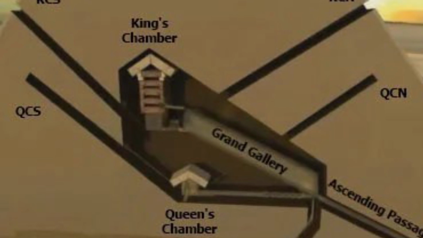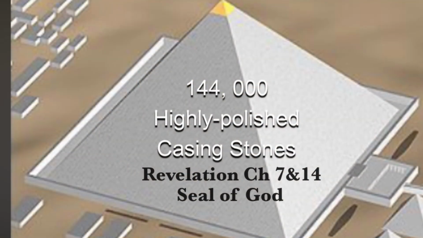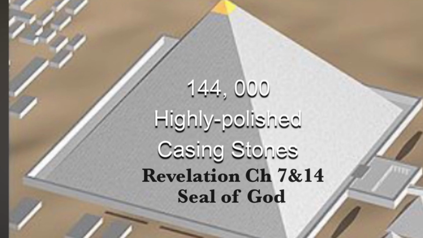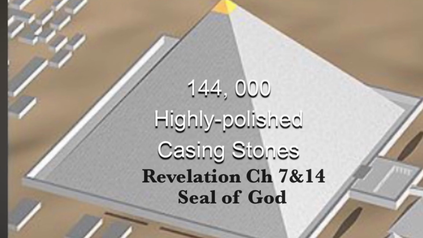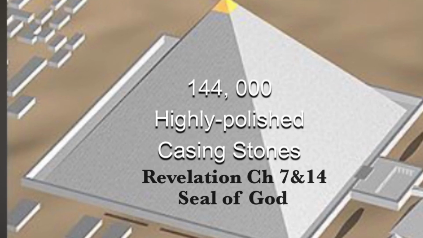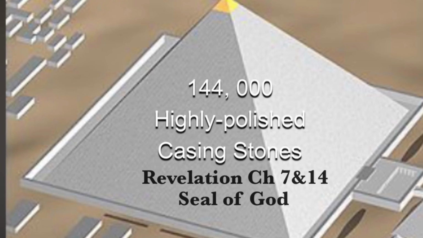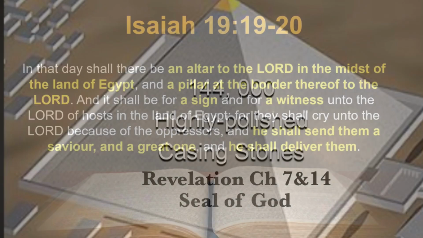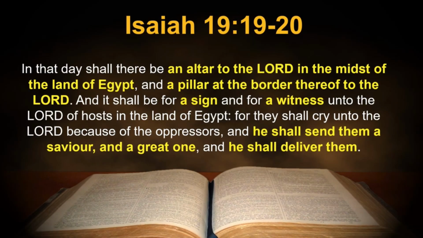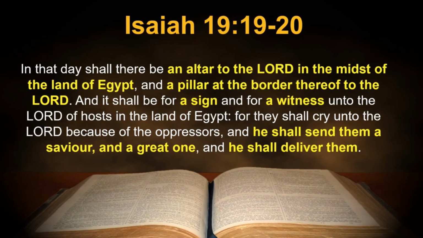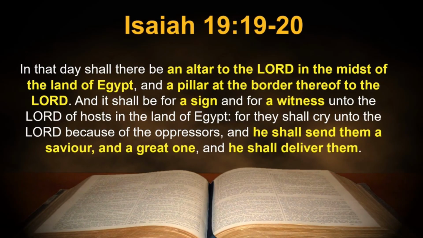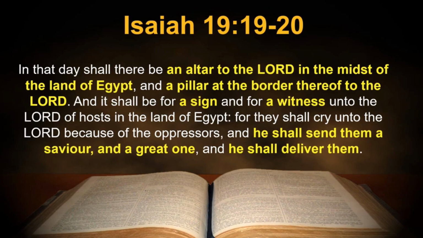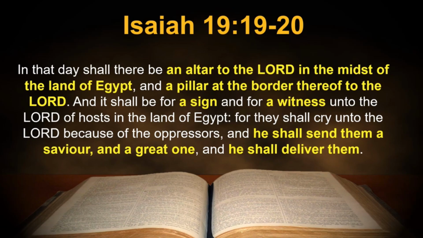The outside was polished, smooth white limestone, like the 144,000 sealed in Revelation chapter 7 and chapter 14. The queen represents the church bride, not perfect, but covered by the white outer layer, like a white garment. Now this is where it gets good, the anatomy. Isaiah chapter 19, verses 19 and 20 says, "There shall be an altar or pillar as a sign and witness in the midst and at the border."